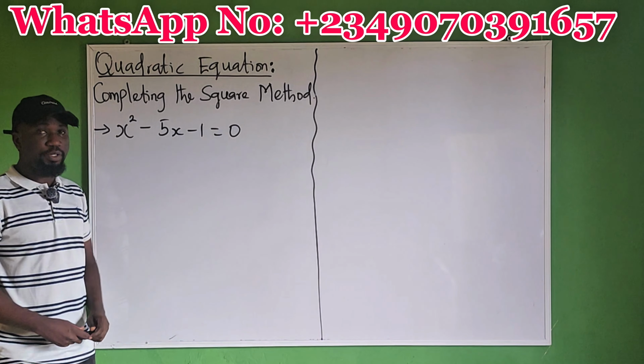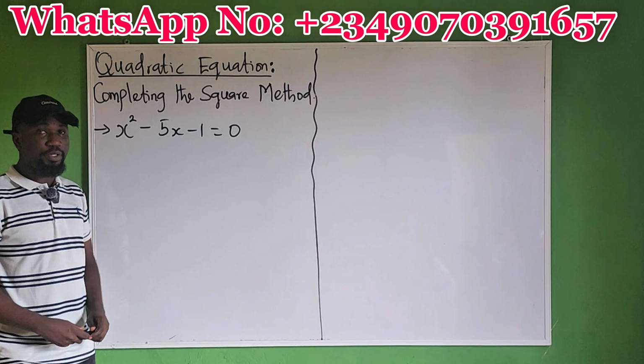So what do I mean? This -1 is going to come to the right hand side. Are you with me now? I have x squared minus 5x equal to 0, and if this -1 comes here, it becomes plus 1. So this gives us x squared minus 5x equals 1. So I've been able to deal with the constant.